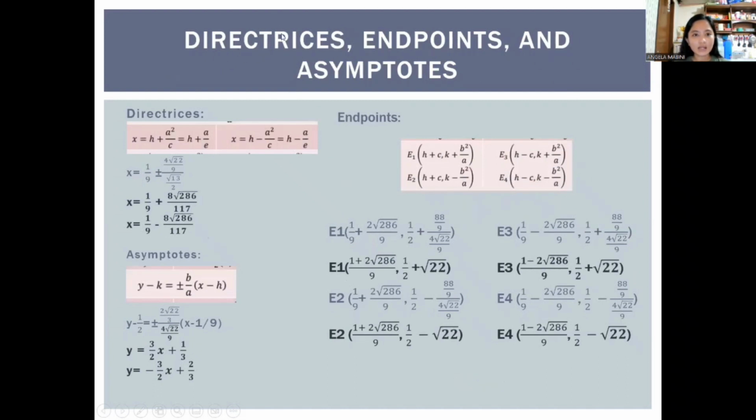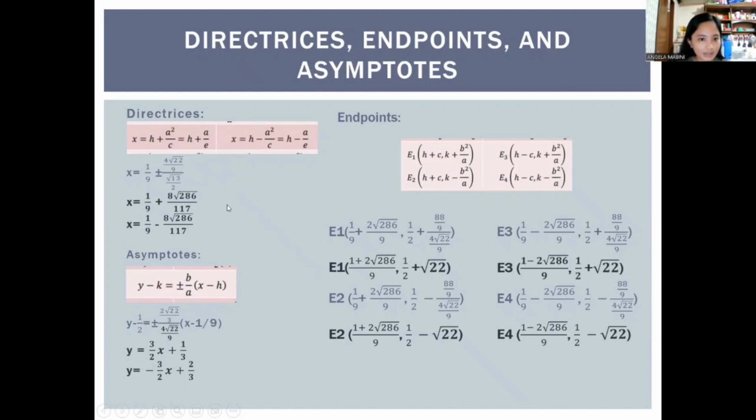So, ang next naman nating hahanapin is yung value ng directrices, yung endpoints, and yung asymptotes ng equation o ng hyperbola. So, para makuha yung directrices, ito yung representation niya, or yung equation according to the table. So, substitute ulit yung value ni h from the center and yung value ni a and yung value ni c. Pwede rin natin gamitin yung value ni a and value ni eccentricity.